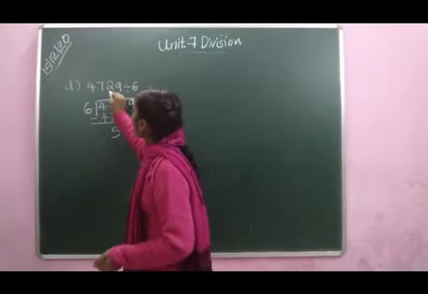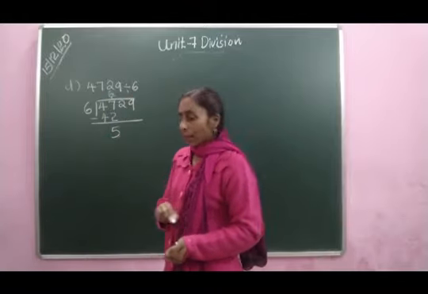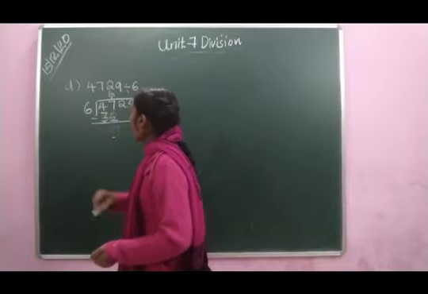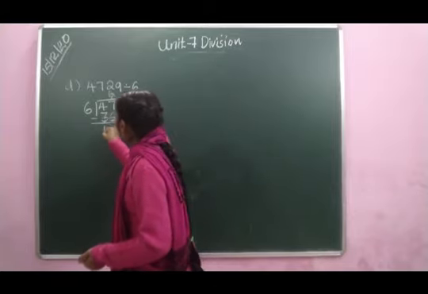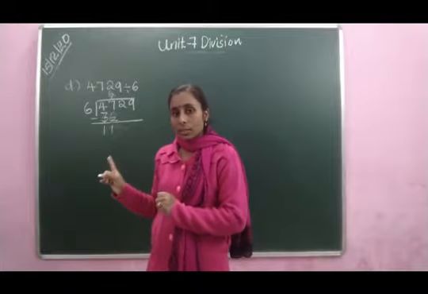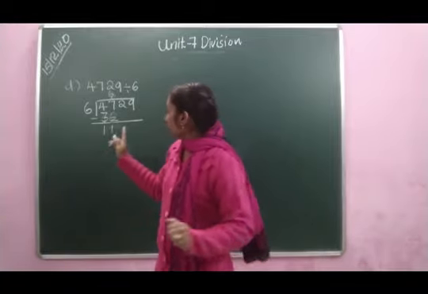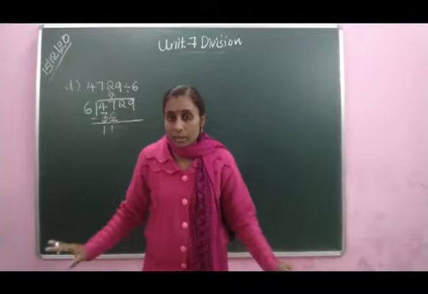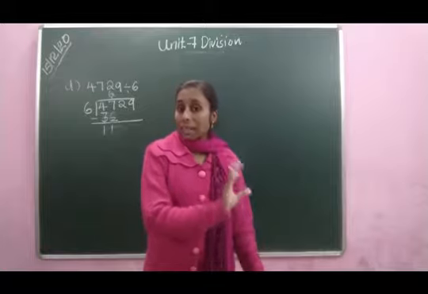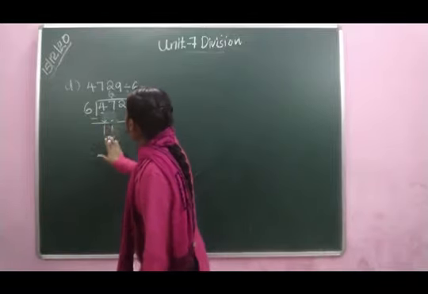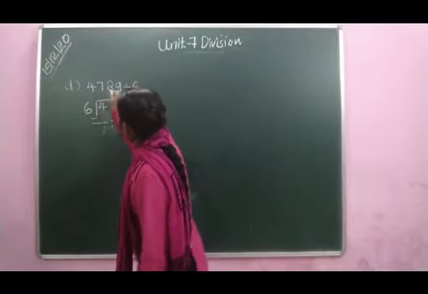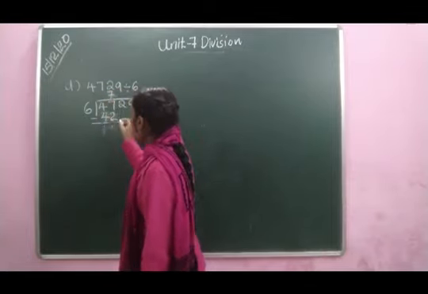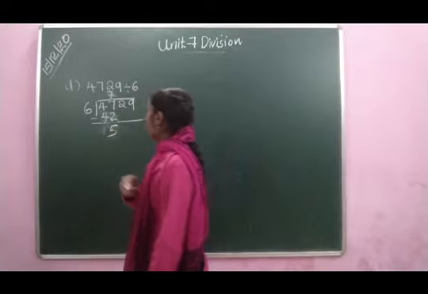Suppose you write 6 here. 6 6s are 36. We will get 36 here. After subtraction we will get 11. Is the answer correct? No, because after subtraction we must get a number smaller than the divisor, and 11 is bigger. So what will we write here? Here we have to write 7. 7 6s are 42. 47 minus 42, here 5.